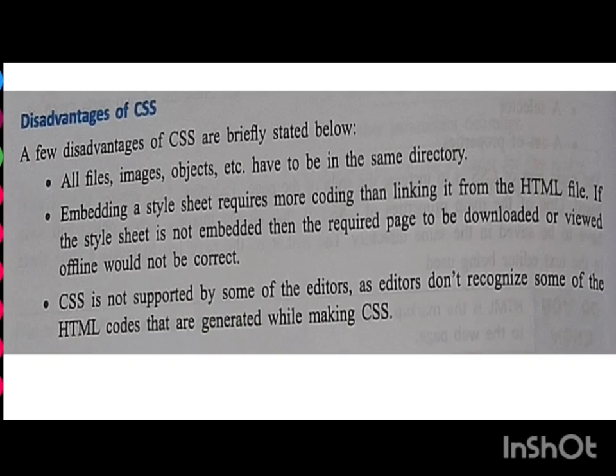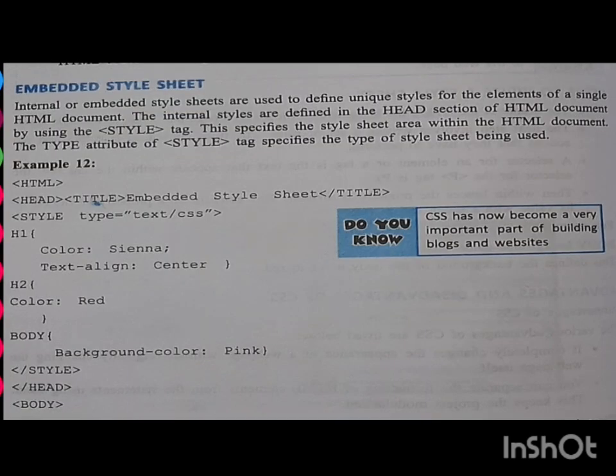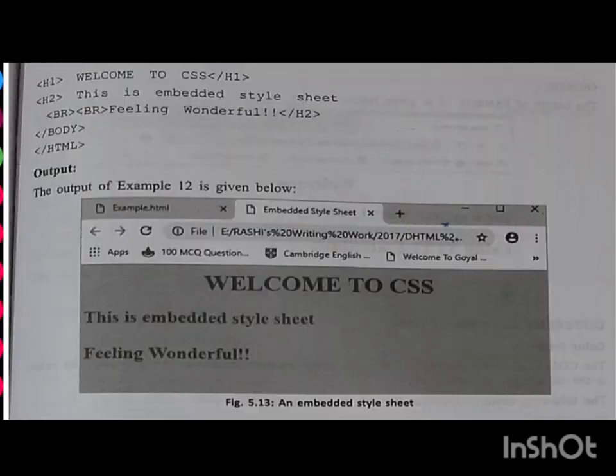files and images and objects, whatever you want to apply, should be in the same directory. Means in a different directory, suppose in D drive you have kept some picture, and this HTML file you are making in C drive, then it may cause a problem. So these are the disadvantages. Now this example I have already told you, this one example first.